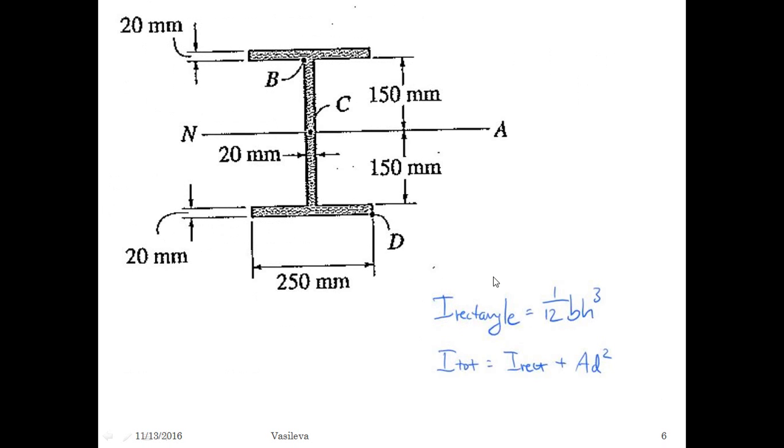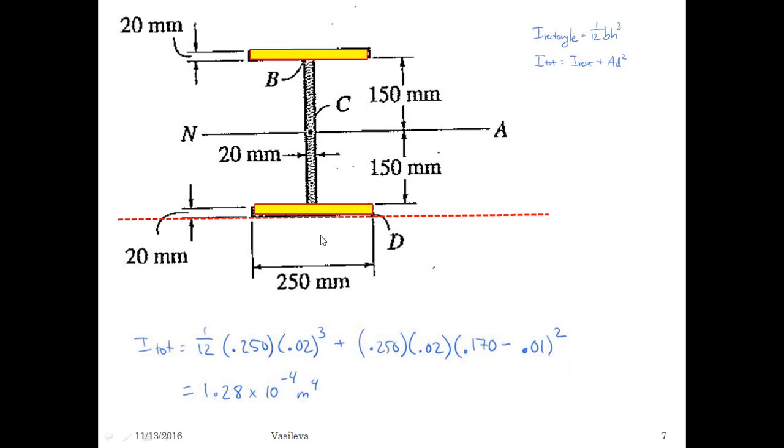So, refresher. I rectangle equals 1/12 base times height cubed. I total of a composite body is I rectangle plus A d squared. So here I choose to reference everything from the bottom of my body, and I have two identical segments, these two rectangles. So I start with 1/12 the base, 250, times the height, 20 millimeters cubed, plus the area, so 250 times 20, times d squared.